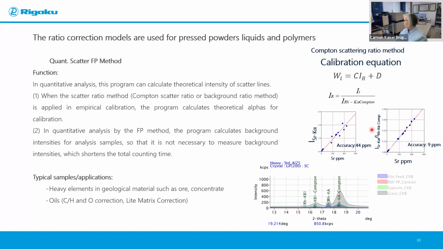Because of this ratio, we have improved the goodness of fit, and we've improved the accuracy. So, very effective. And here you can see an example of the different types of matrices. Of course, the lightest one here being grass, so it has a massive Compton line in comparison to the others.